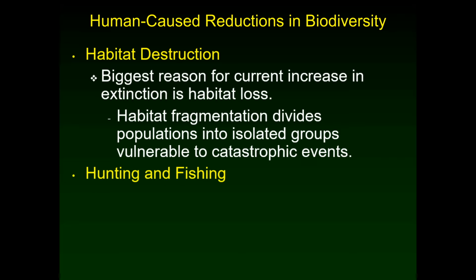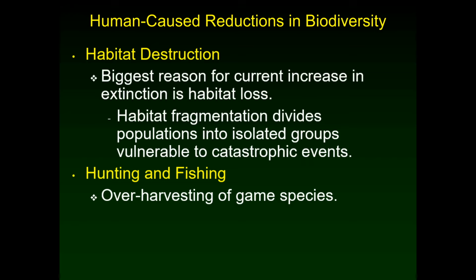Hunting and fishing is another one. Overharvesting of game species. This is why hunting licenses are given out, so that the population can sustain itself until next year. I don't hunt myself, but say you're allowed to kill 2 deer per year. That's reasonable. A family could use that and get a lot of venison and other things from it.